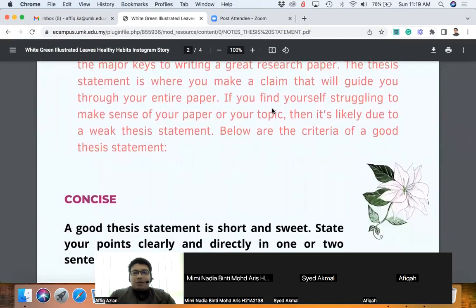Let's say you read an article, but you couldn't really understand. That means you have not found the thesis statement yet, or maybe the thesis statement is very weak. Normally when I do the marking of your essay, I'll take a look at the thesis statement. If you take a look at the rubrics later on, you'll be able to see that the thesis statement contributes some marks to the essay.